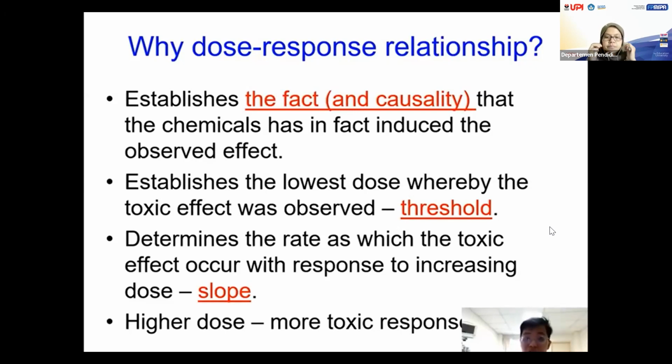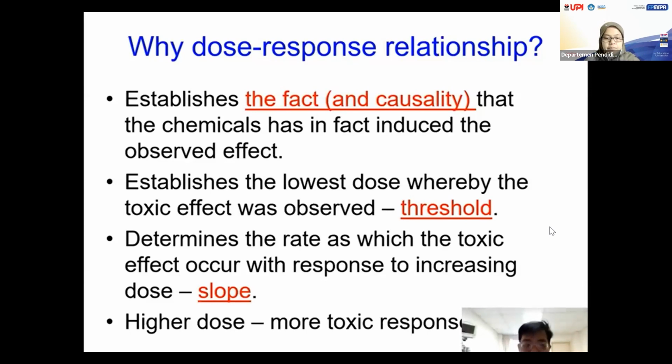We want to look into the quantitative relationship between the dose and the toxic effect. We want to establish the lowest dose whereby the toxic effect can be observed. This is what we call a threshold. If it's death, then we want to look at the lowest dose that will cause a certain effect to the population, even if it's 1%. This is called the threshold again.